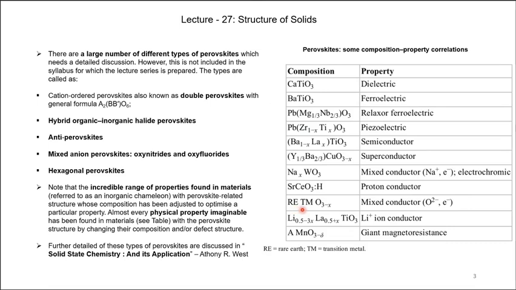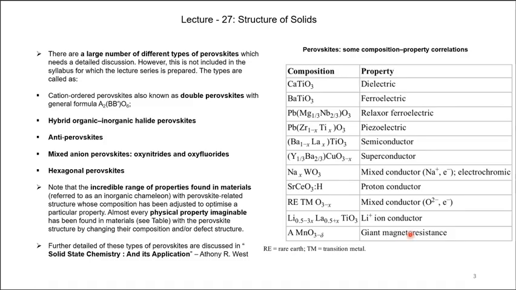Rare earth transition metal oxides are mixed conductors of oxide ion and electron. And then lithium lanthanum titanium oxide is a lithium ion conductor, cation. And then manganese oxide, 3 minus delta, is an efficient oxidant with giant magnetoresistance property.